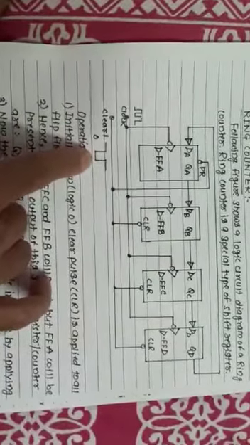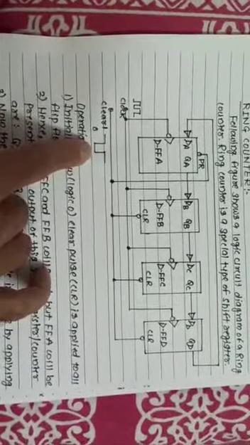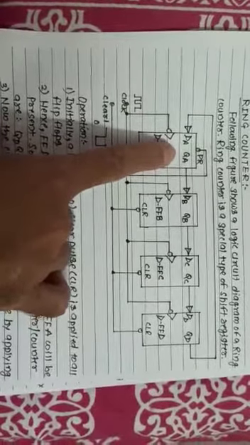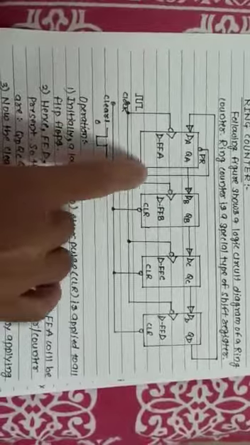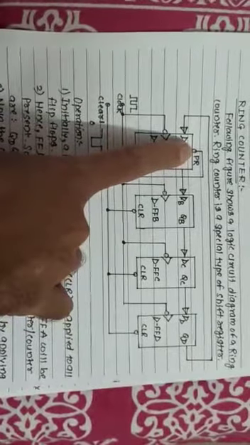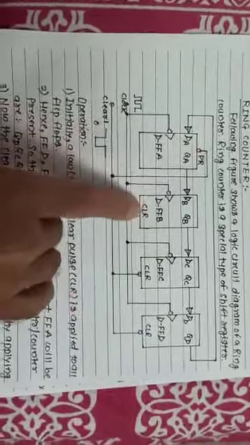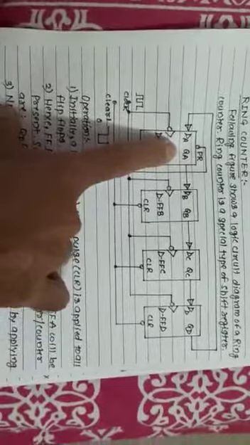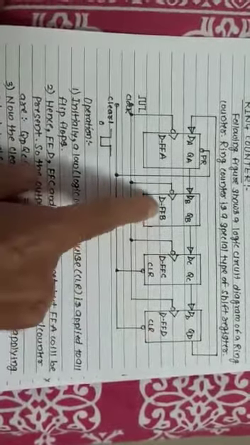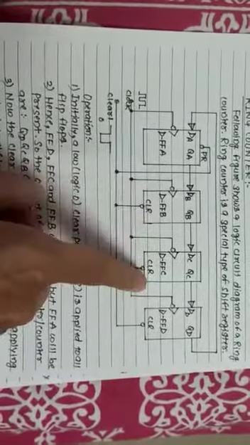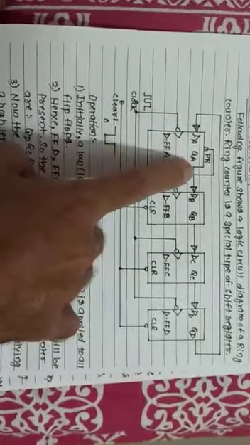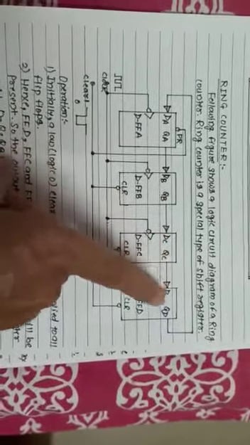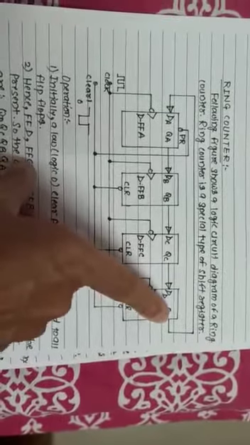So when clear pulse is given like this, what will happen? The first flip-flop will get set, because here logic 0 will be given to the preset input. So all these preset and clear inputs are logic active low. So this flip-flop will get set, but all these 3 will get cleared, means will get reset. In other words, this QA will be 1, but this QB, QC and QD will be 0.